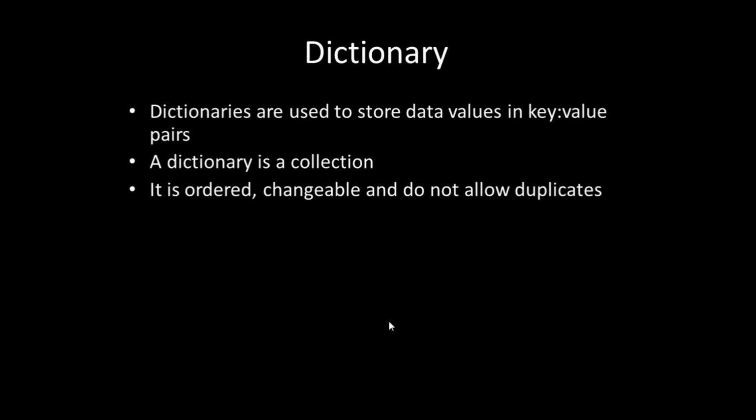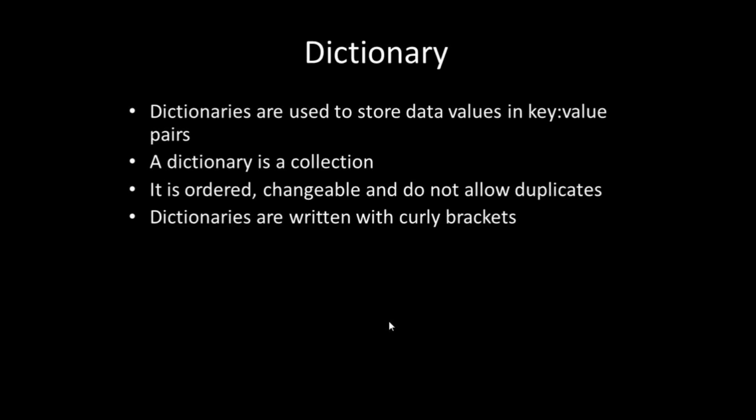Changeable means you can change the values of the keys. You can add new items, you can remove items from the dictionary. It does not allow duplicates. This is applicable for the keys. We can have duplicate values, that means you can assign the same value to different keys, but you cannot have more than one key of the same name.